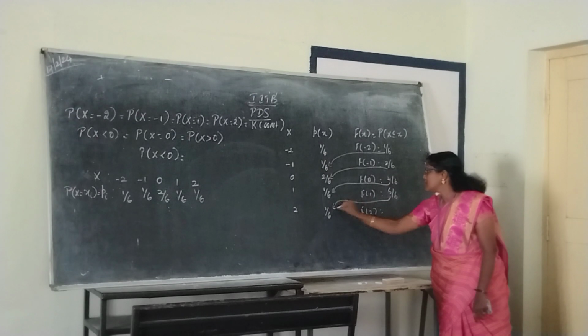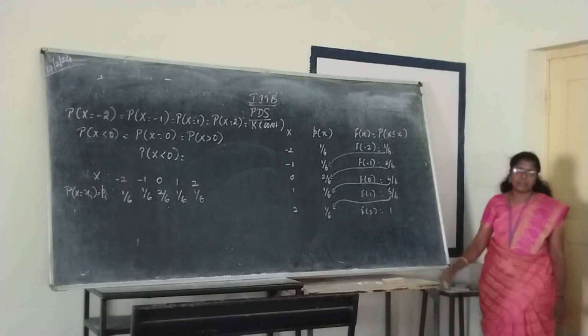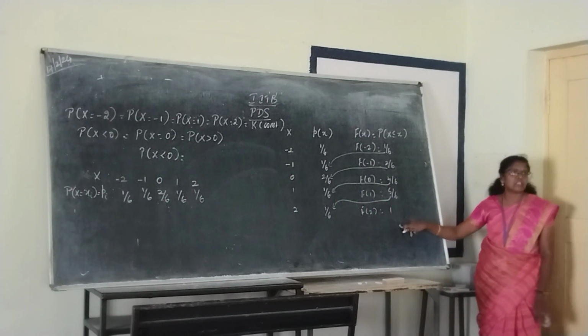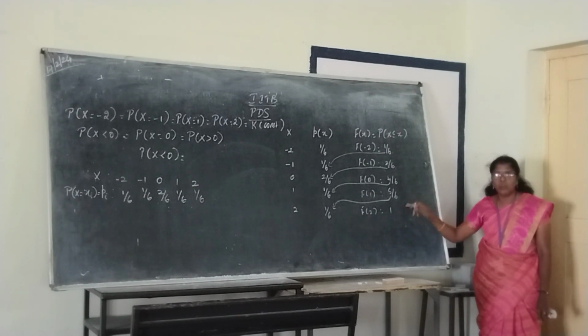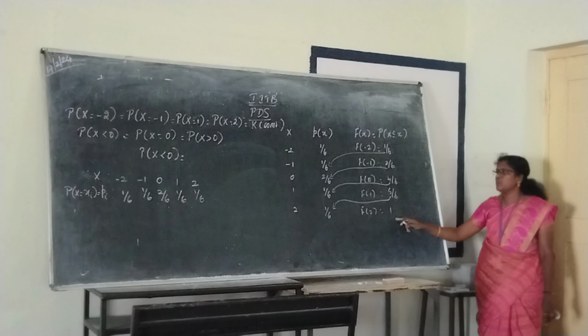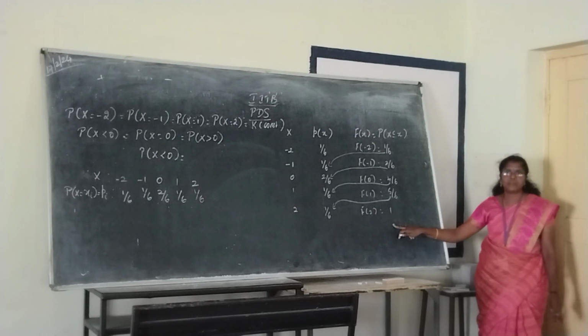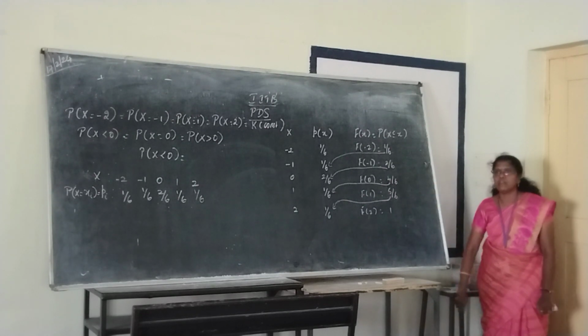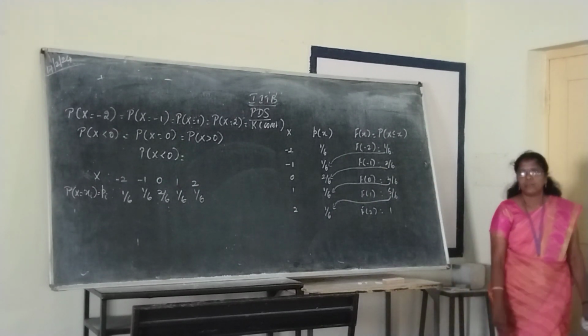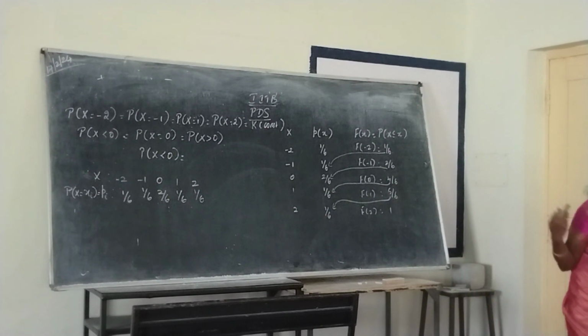6 by 6. 6 by 6, it should be 1. There is no change in this last value. Whatever may be the problem, this last value should be 1 only. When you add, if you don't get 1, what happens? It means what you have done is wrong. Either you made a mistake in the probability values here, or maybe you have made a mistake in addition also. That is also possible. Clear?